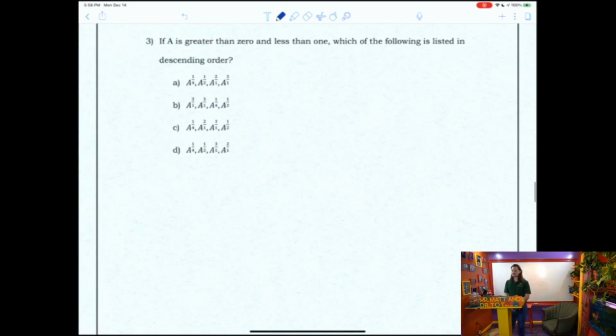Question number 3 asks, if a is greater than 0 and less than 1, which of the following is listed in descending order? We have a to the 1/4 power, a to the 1/2 power, a to the 2 power, and a to the 3 power. So take a few moments and solve that problem, please.